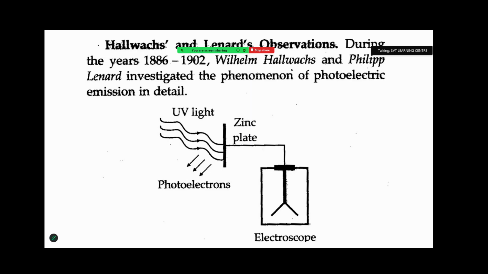Another phenomenon was investigated by Hallwachs and Philipp Lenard, which is demonstrated here. We take a metal plate and connect it to an electroscope. As soon as ultraviolet light is incident on the plate, the two leaves of the electroscope move away, which shows that they both acquire negative charge.